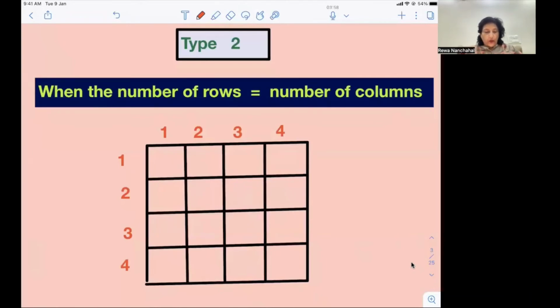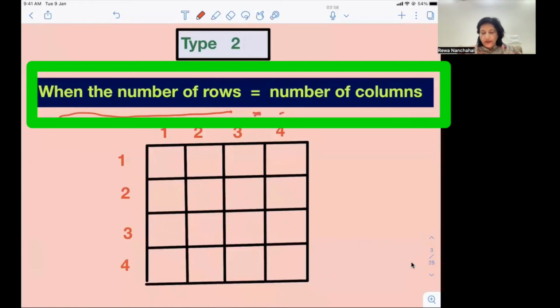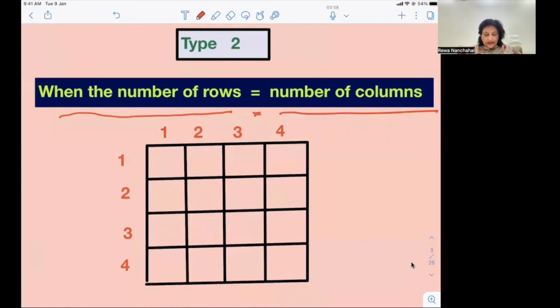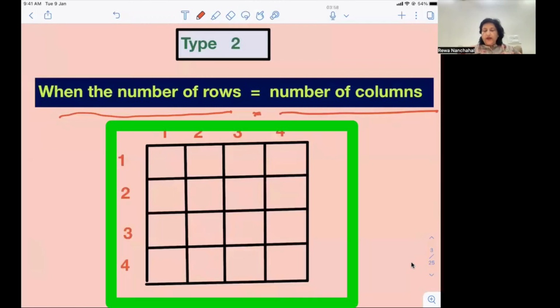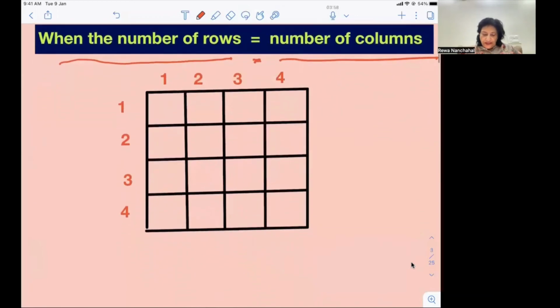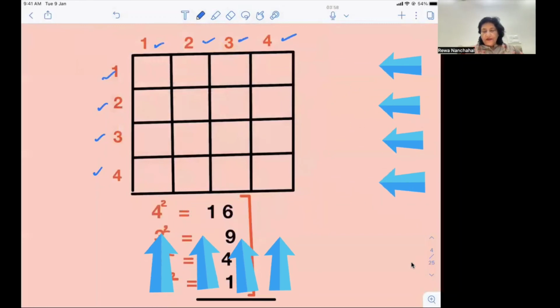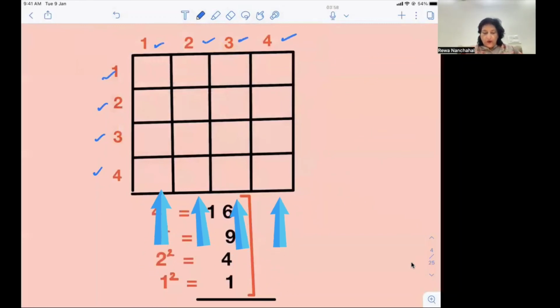Now type 2 is the one when the number of rows is equal to the number of columns. See this figure. We have 4 rows and we have 4 columns. Now this is type 2. How to calculate the total number of squares in a figure like this when we have the same number of rows and columns? It's very easy. We have 4 rows and 4 columns. So when we have the same number of rows and columns, the maximum number of columns is 4, and the maximum number of rows is also 4.